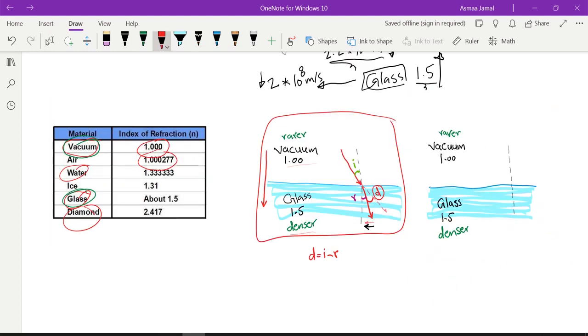On the other hand, if the light travels from denser to rarer medium, the light will deviate away from the normal. So in this case, the angle of deviation D will equal angle of incidence I minus angle of refraction, D equals I minus R. So from those we can derive some characteristics of refraction.